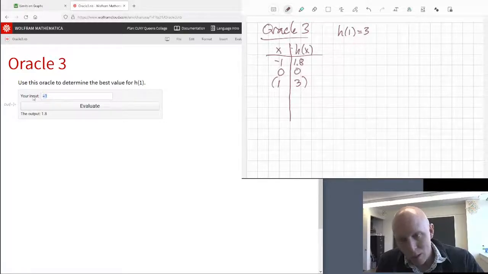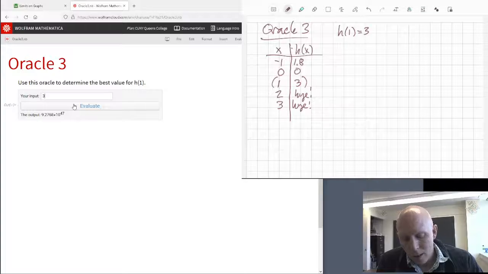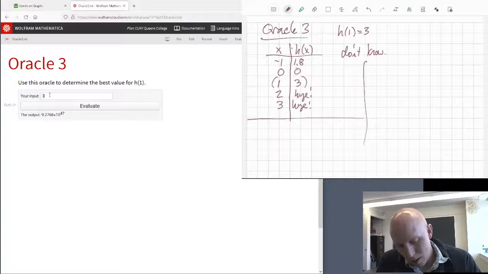If we plug in 2, what do we get? We get something huge. And if we plug in 3, we get something even huger. So I don't know what the actual value should be. So we don't know what makes the most sense there. So let's get closer to 1. Again, we need to really zoom in here. So numbers that are close to 1, let's try 0.9, 0.99, 0.999.